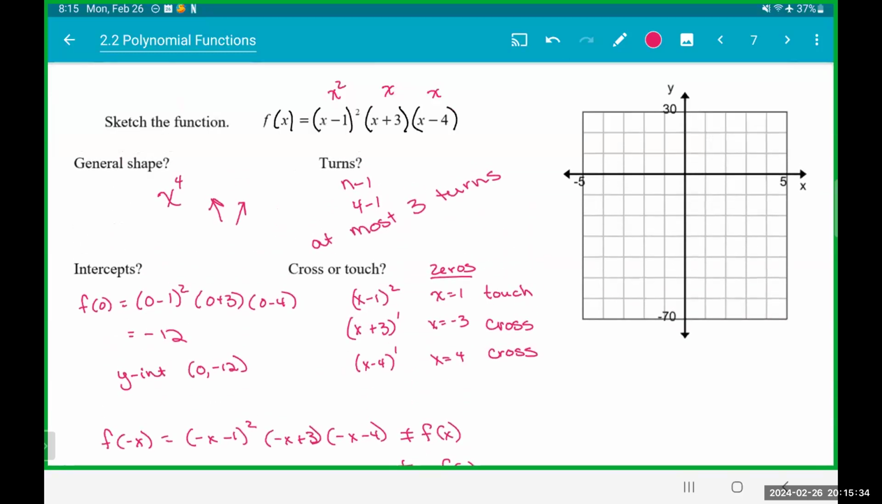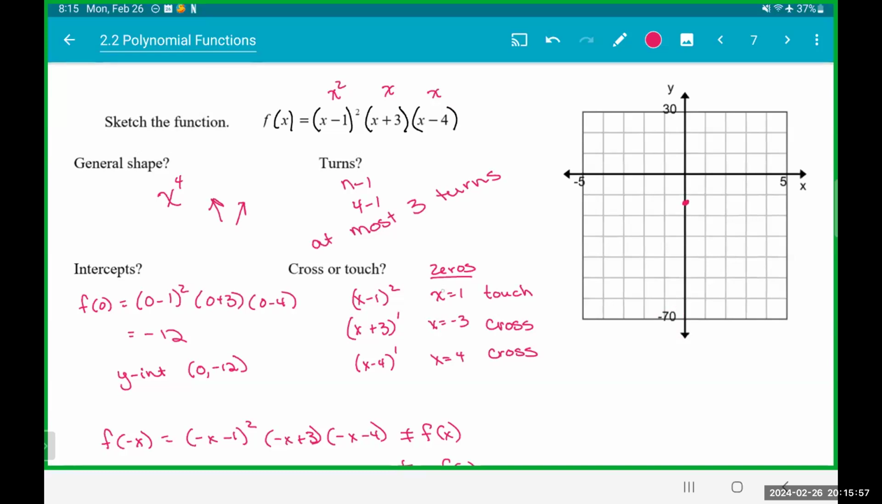So now let's just plug in some of the data points that we do know. We know that our y-intercept is at 0, -12. Notice that this goes to negative 70. So this is 10, 20. So negative 12 is probably about right here.